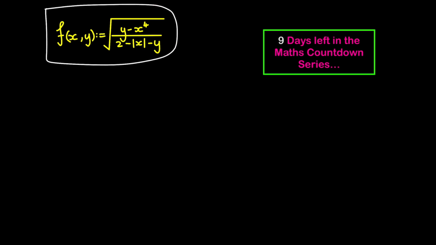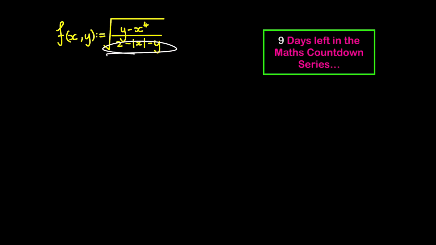Okay, so we need to sketch the domain of this bivariate function. Well, what are the things that are going to place a restriction on the domain? Well, we know our denominator can't equal 0, and we know everything inside our square root has to be greater than or equal to 0.